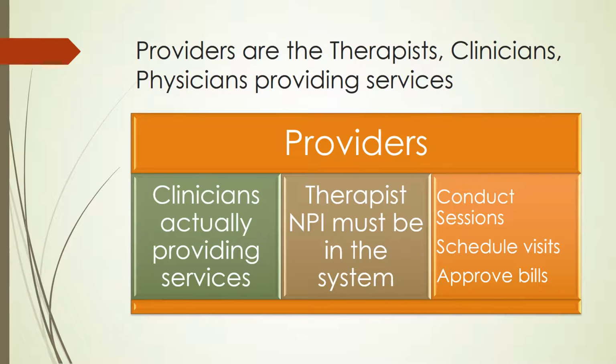This is the unique provider identifier that allows a clinician to see all of their appointments across all of the various items that they may be engaged in. For an example, a speech language pathologist may be involved with providing services at multiple districts plus conducting a private practice at the same time. Because we are linking providers to their NPIs, it allows the therapist to see all of their appointments and manage all of their patients from one central place. What a provider can do within the system is conduct sessions, schedule visits, and approve bills.